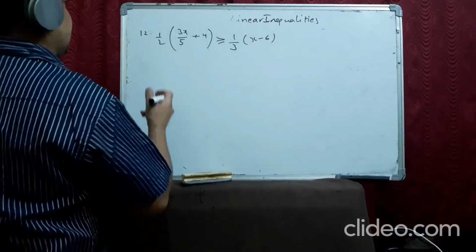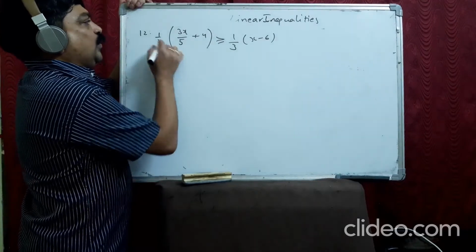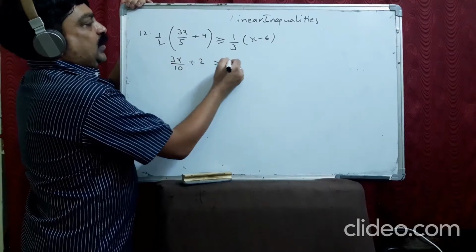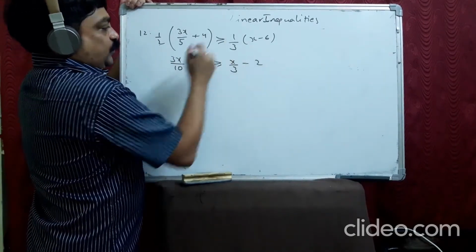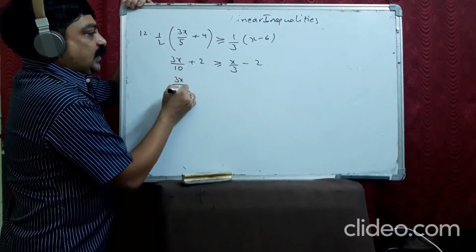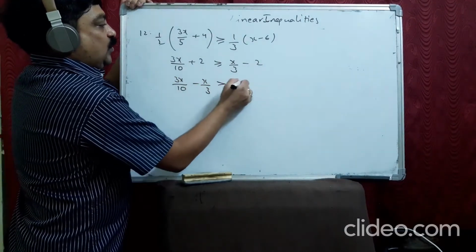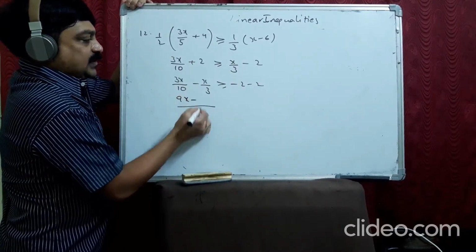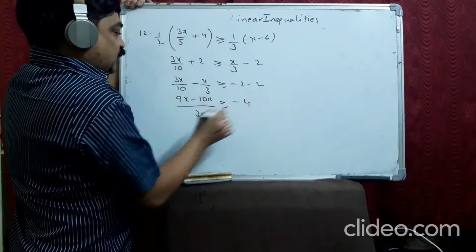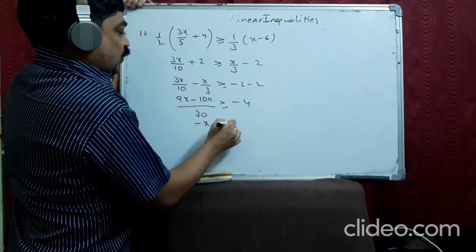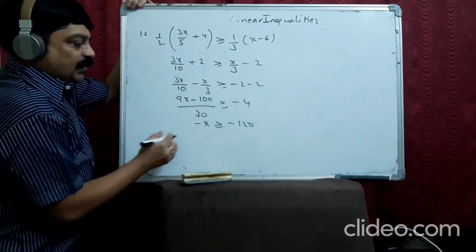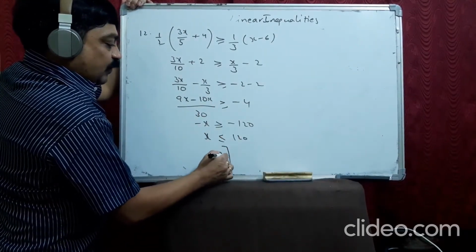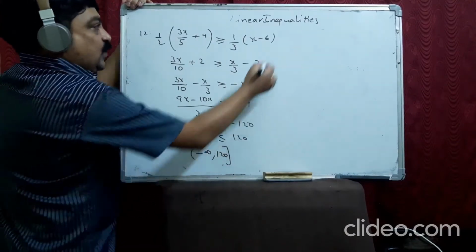Now see the 12th one. It is given something fraction, but very simple only, no problem. Let us take this inside. 3x by 10 plus 2 greater than or equal to x by 3 minus 2. So bring all x's to one side. 3x by 10 minus x by 3 greater than or equal to minus 2 minus 2. LCM is 30 here. It becomes 9x minus 10x greater than or equal to minus 4. It becomes minus x greater than or equal to minus 120. When you multiply with minus, it becomes x less than or equal to 120. So since it is equal, 120 close interval, minus infinity open interval.